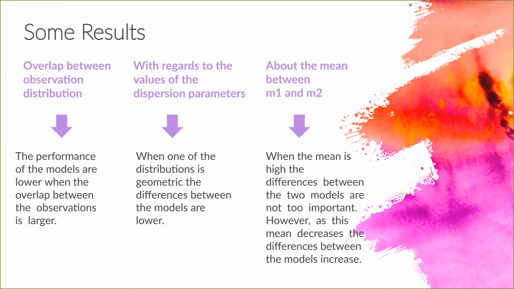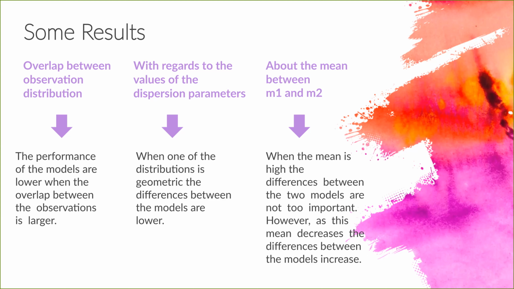So some results that we obtained with regards to the overlap between the observation distributions: as expected, the performance of the models is lower when the overlap between the observations is larger. About the values of the dispersion parameters, we obtained that when one of the distributions is geometric, the differences between the models are lower, which makes sense because in that case, we are under the assumptions of the HMM.